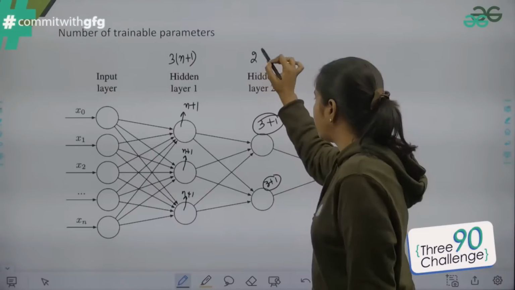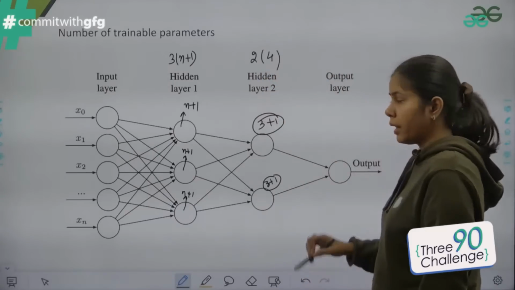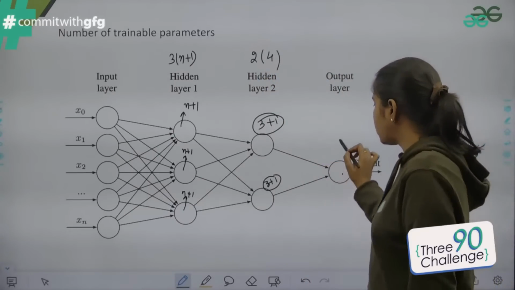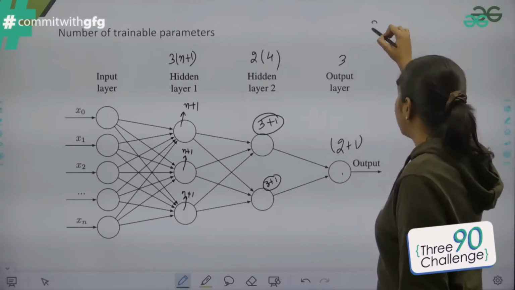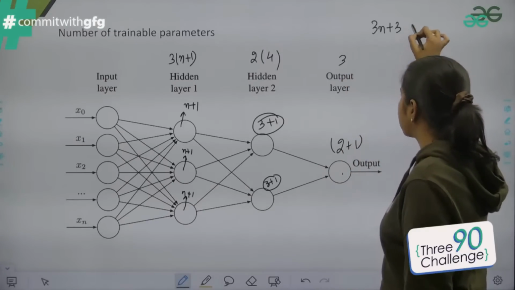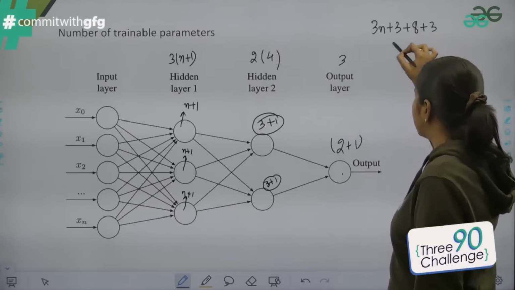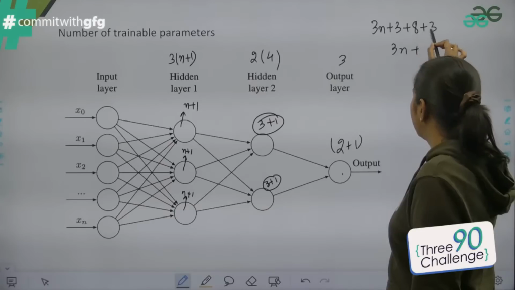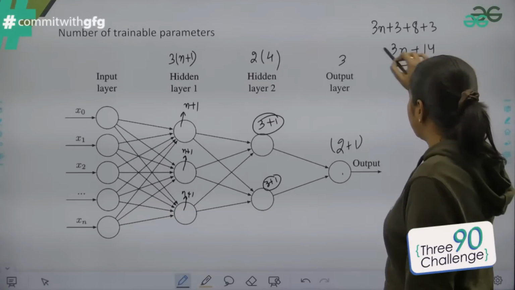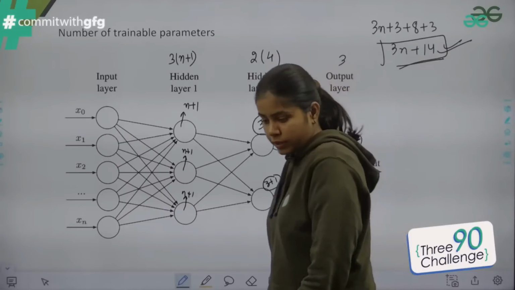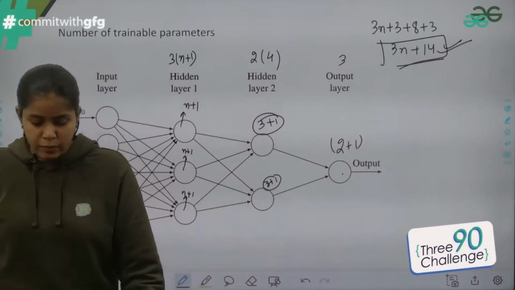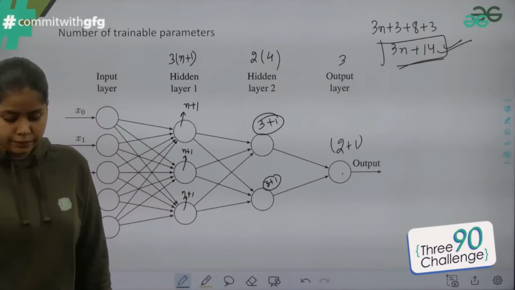So I can write down here 2 into 4, and in this output layer, because of these two weights and one bias term, that means 3. So how many trainable parameters do I have? 3n plus 3 plus 8 plus 3, so it would become 3n plus 14. That number of trainable parameters is required to model this, right, Rutuja? 3n plus 14 is the correct answer.